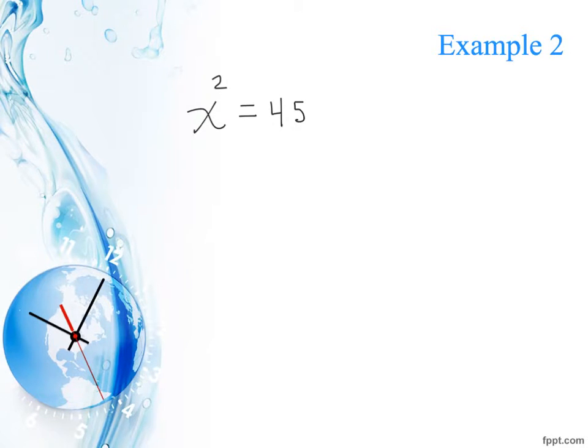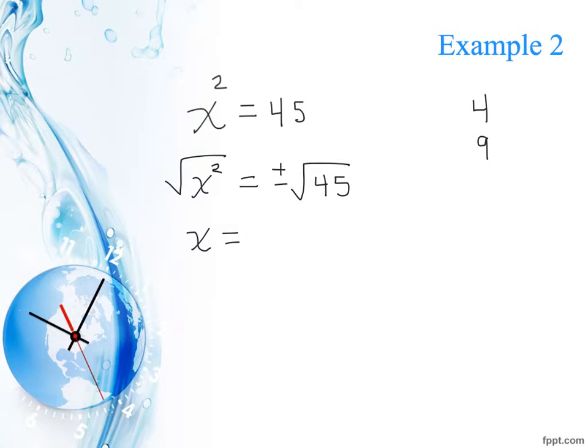Well, once again, we want to solve for x, so we have to undo that squaring. So we're going to need to take the square root of both sides. But always remember, every positive number has two square roots, one that's negative and one that's positive. So when you square root x squared, you get just x. The square root of 45, well, we're going to want to simplify that.